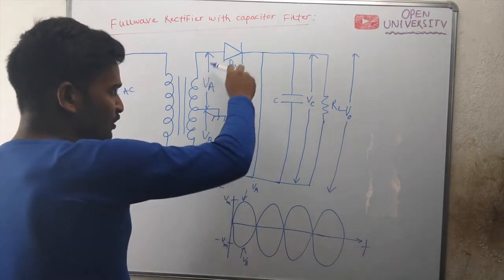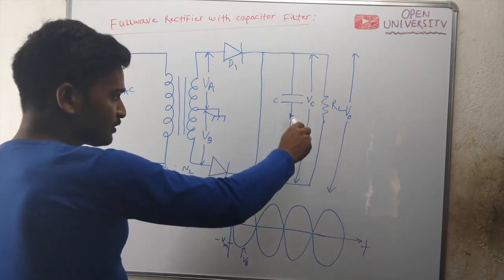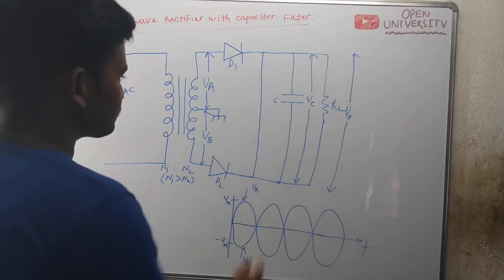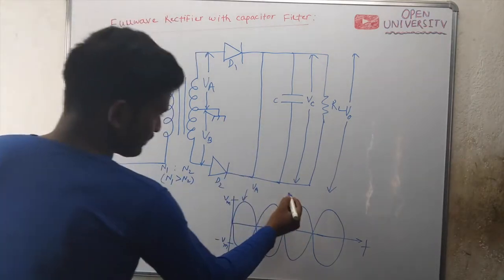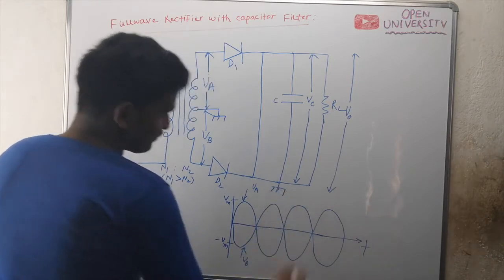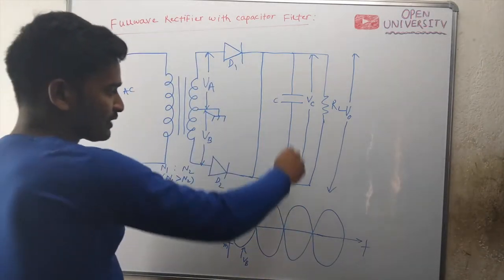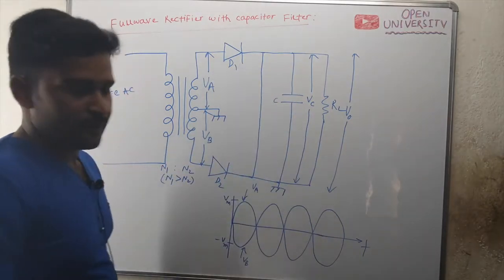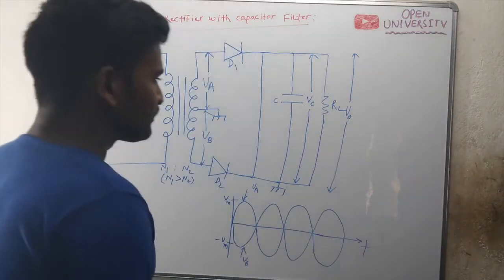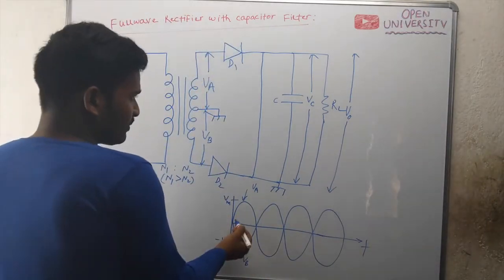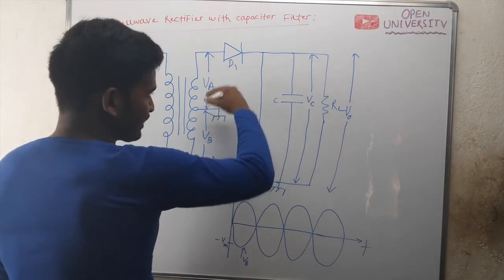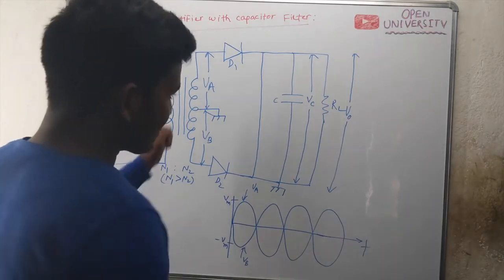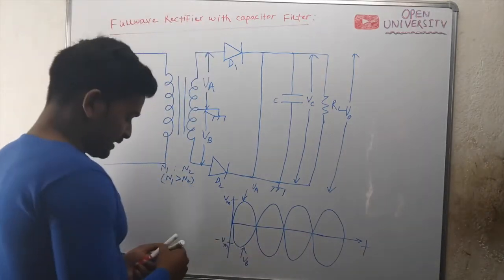No current will pass through D2. So current will pass only through D1, and it will pass through the capacitor and complete the path. This is connected to ground, so current will flow ground to ground. Current will flow through D1 and then the capacitor. Some current will also flow through RL. So when VA is positive, the diode will be forward biased and the capacitor will charge to this input voltage.